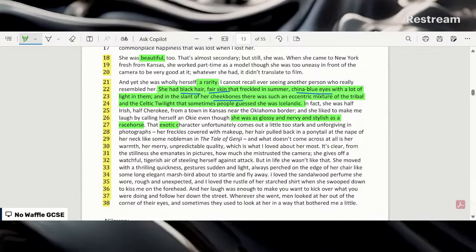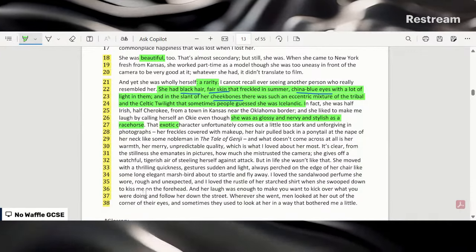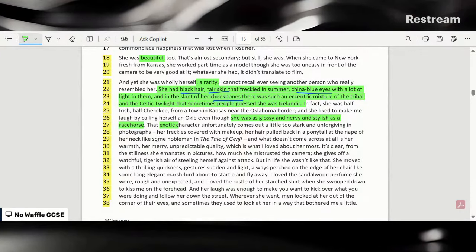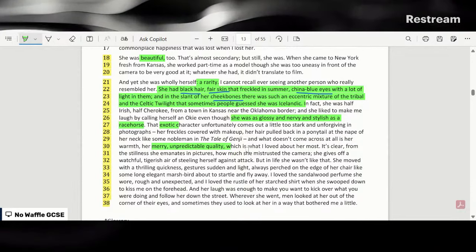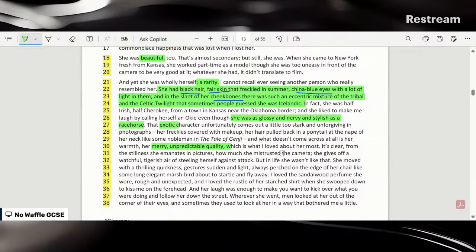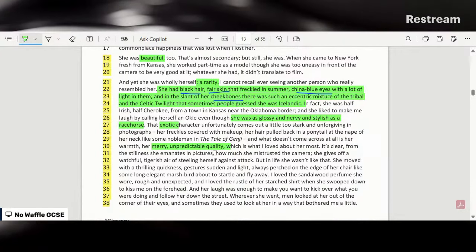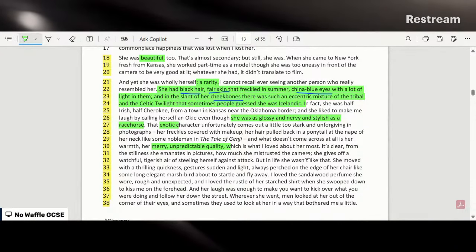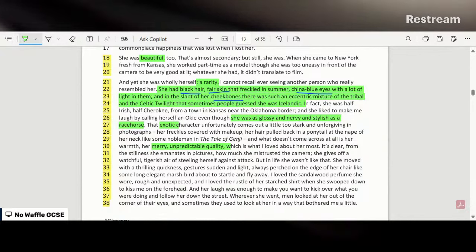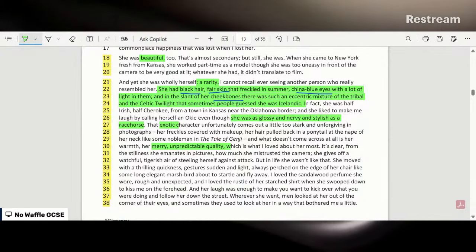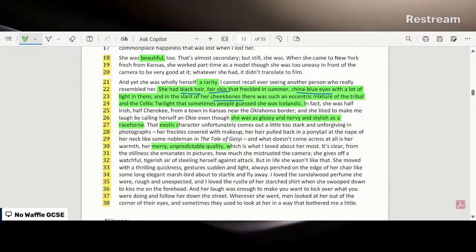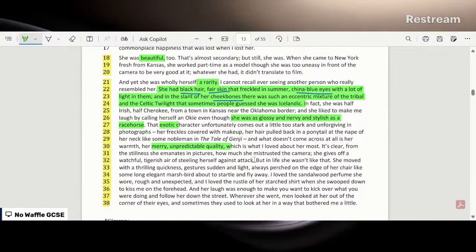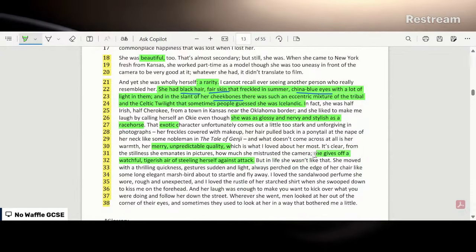Okay. Her merry, unpredictable quality. I'm going to highlight that. Which is what I love about her the most. It's clear from the stillness she emanates in pictures how much she mistrusted the camera. She gives off a watchful, tigerish air of steeling herself against attack. So I like what somebody said about the animalistic nature. I'm going to copy them and highlight that quote there.